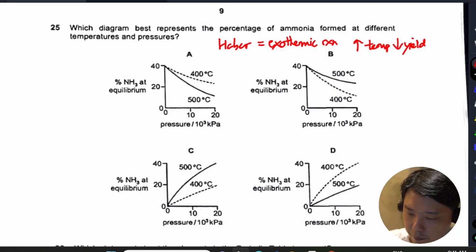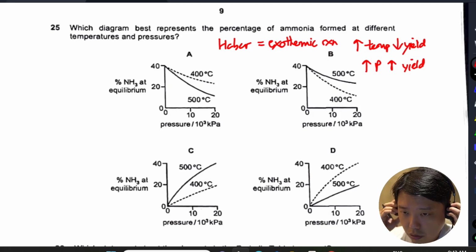But for the Haber process, the higher the pressure, the better the yield. Okay, this is because of the mole ratio. So these two things you need to know.